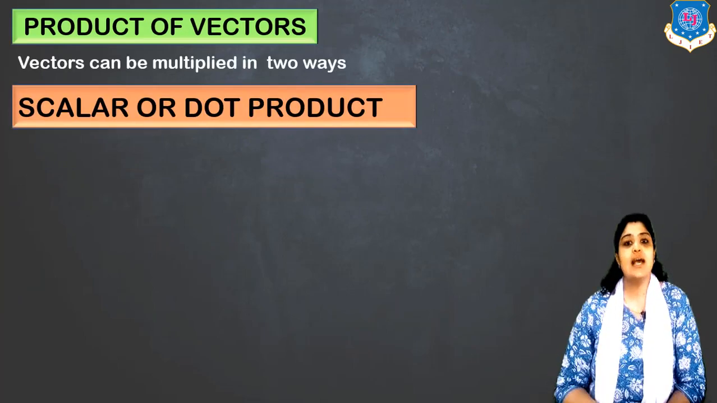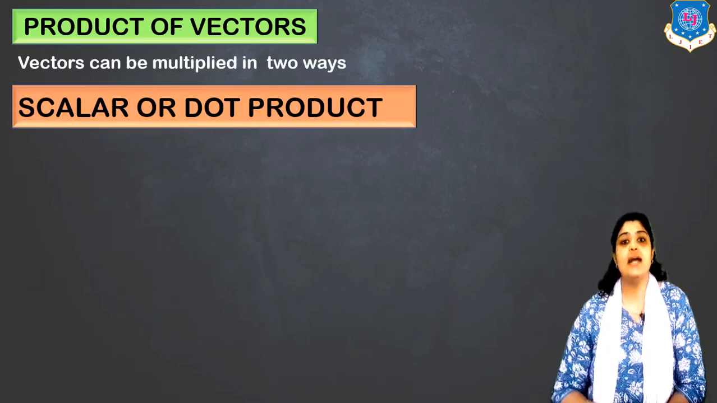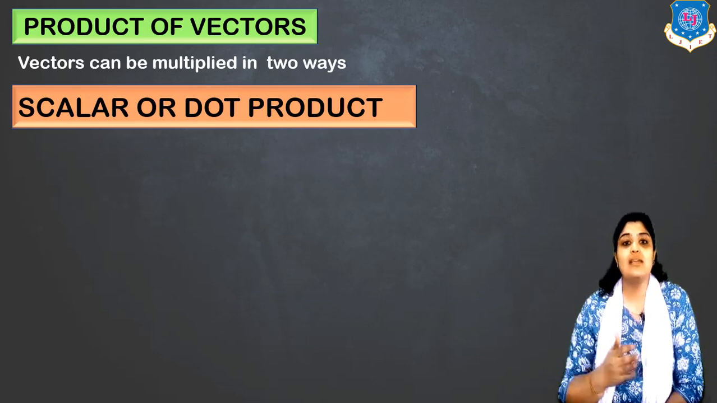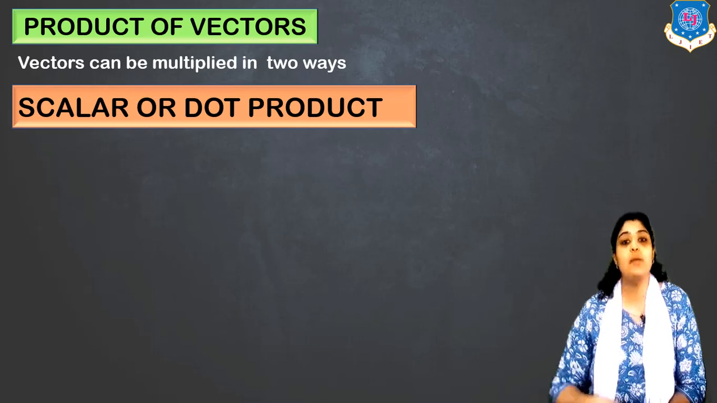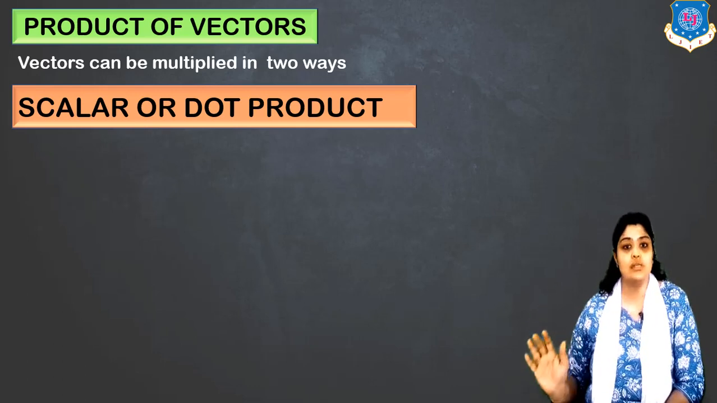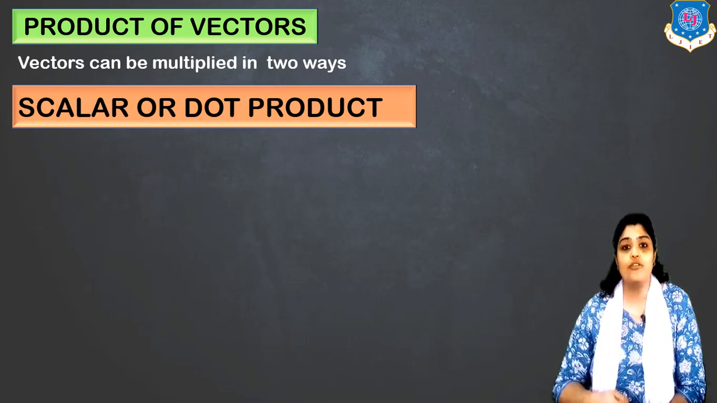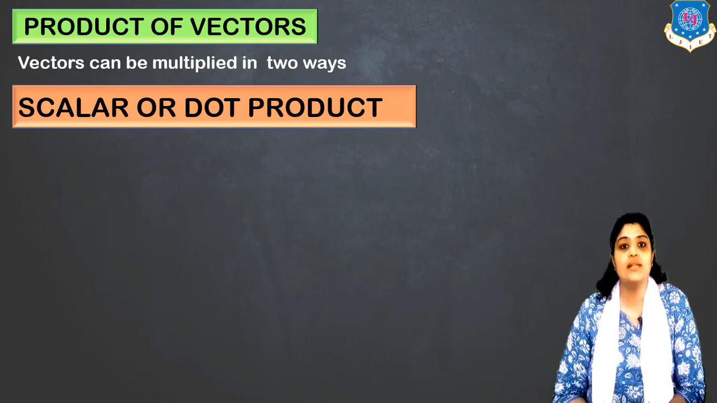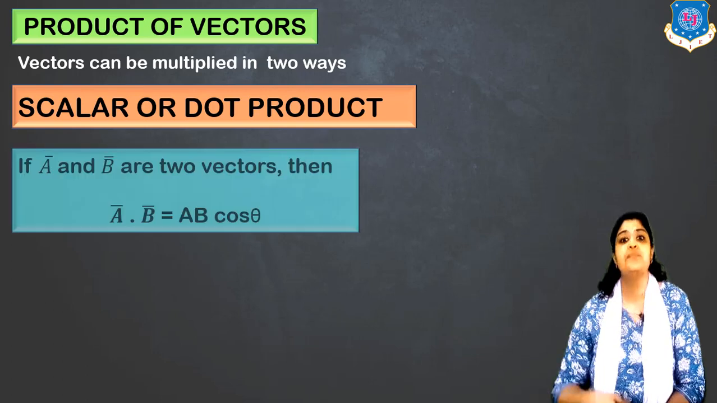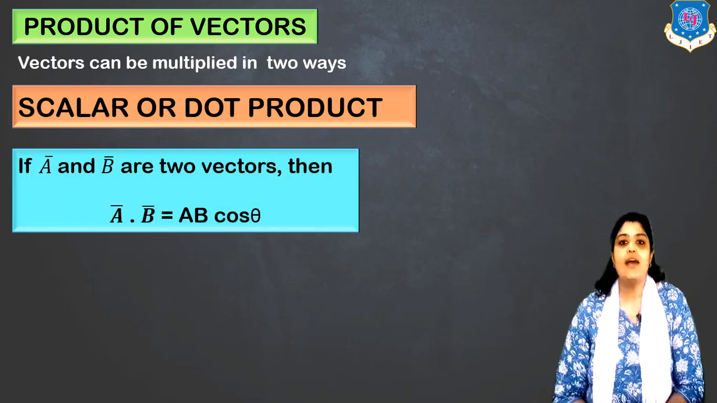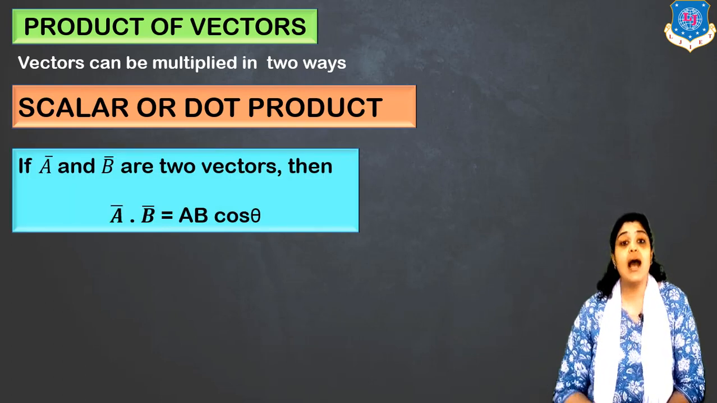Now, let's discuss the product of vectors. The addition or multiplication of vectors is not as easy as for scalar quantities, because vectors have direction also. So there are two basic ways of finding the product of vectors. The first of them is known as the scalar or the dot product. Suppose I have two vectors A and B. How do I denote the scalar or dot product?